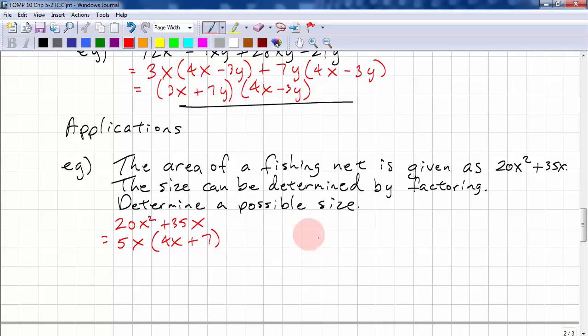We don't have to fully factorize because it just says by factoring. So we could pull out a 5, and that would be 4x squared plus 7x. Or we could just pull out an x. That would leave us with 20x plus 35. So there's different ways to factor this.